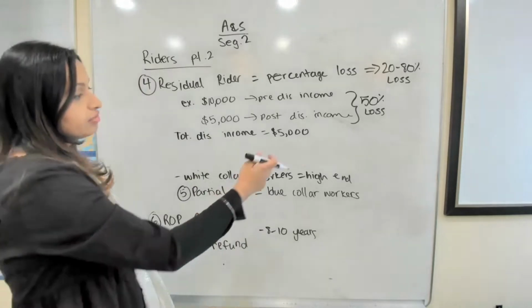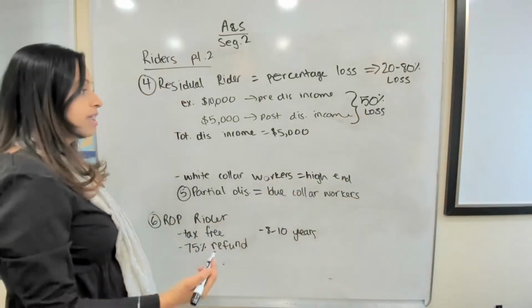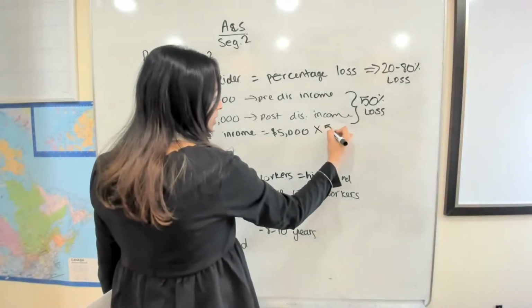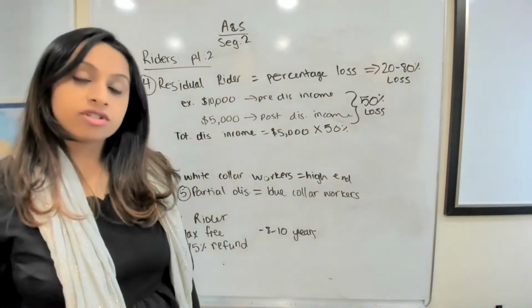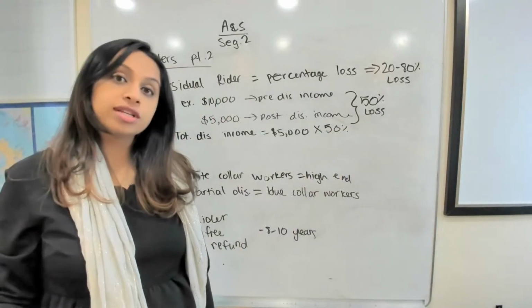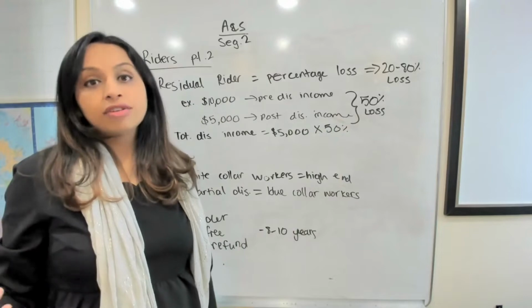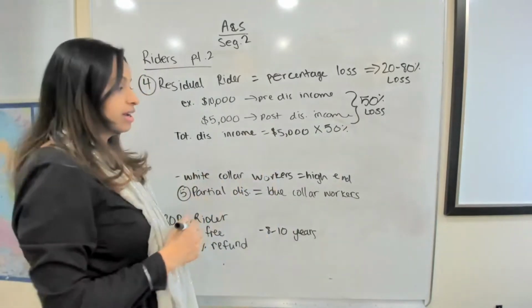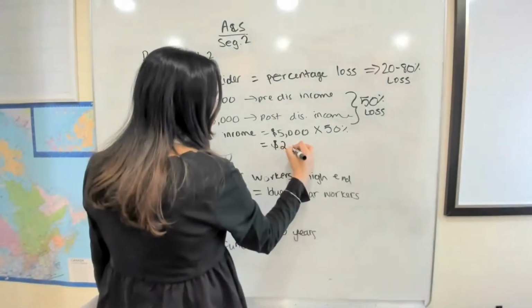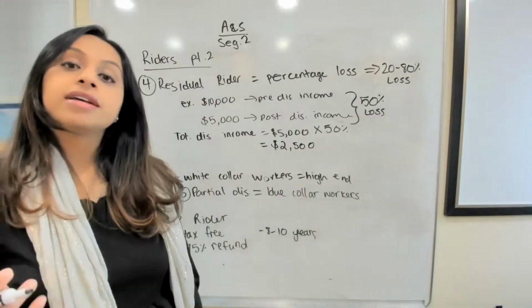So because he has a 50% loss, the rider is going to pay him 50% of whatever his total disability would have been. So if he was totally disabled, he was going to get 5,000, but because he's not totally disabled, he has a 50% loss and not a 100% loss. So he will get 50% of that. So that means he's going to get $2,500 from his rider.